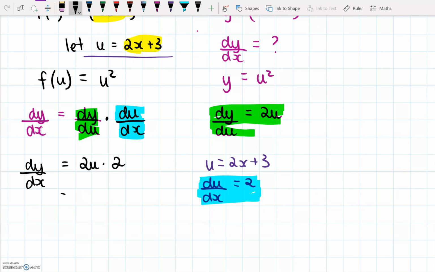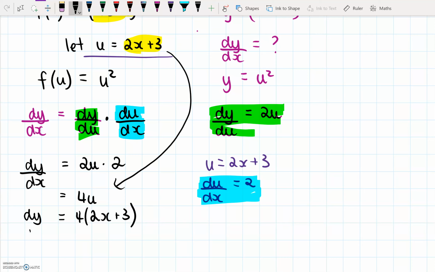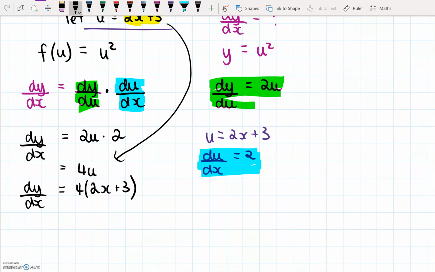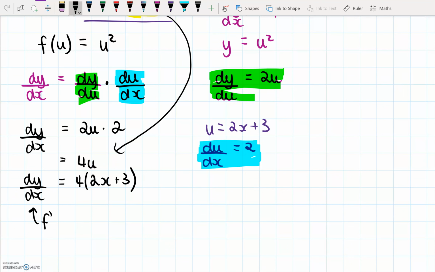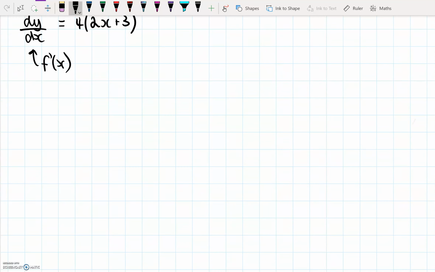So dy dx, the derivative, is equal to dy du times du dx, which is 2. So we just get 4u. Our original function did not have a u in it. It had 2x plus 3, so we substitute that u back in, and we get 4(2x plus 3). So this is dy dx, or alternatively, this is f prime x, if you prefer that notation. That's pretty confusing for the first time, so let's go through it again with another example.